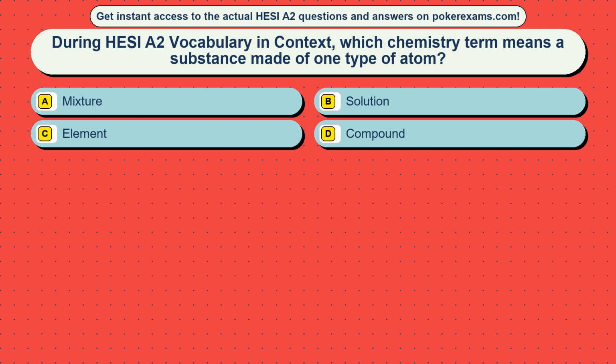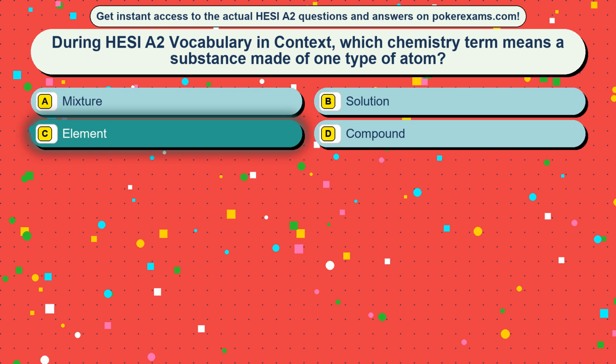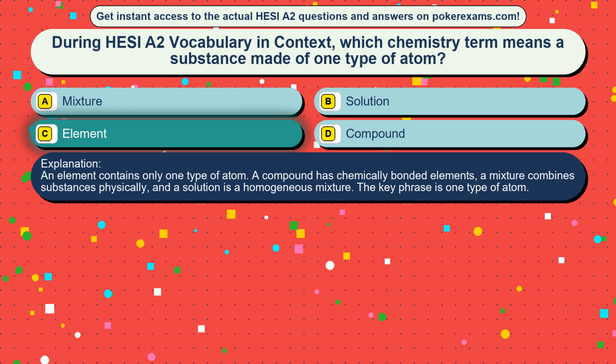Question 31. During HESI A2 vocabulary in context, which chemistry term means a substance made of one type of atom? Option A, mixture. Option B, solution. Option C, element. Option D, compound. The correct answer is option C, element. An element contains only one type of atom. A compound has chemically bonded elements, a mixture combines substances physically, and a solution is a homogeneous mixture. The key phrase is one type of atom.